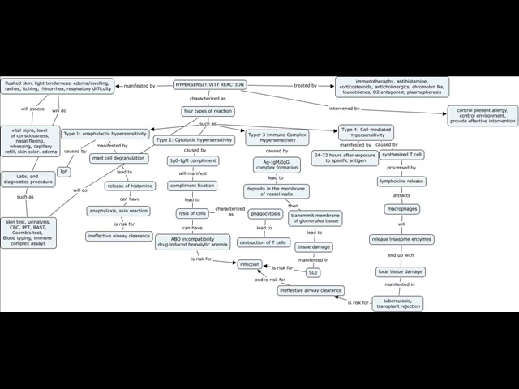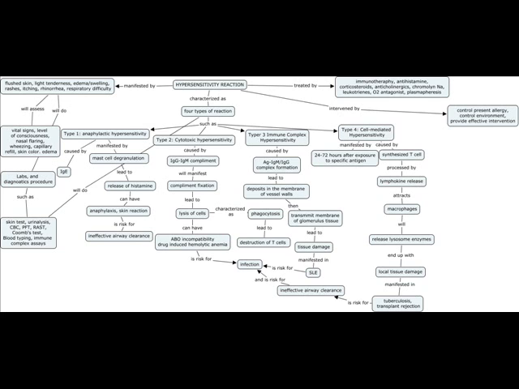Type 2 is cytotoxic hypersensitivity, caused by immunoglobulin G and immunoglobulin M complement. It will manifest complement fixation, leading to lysis of cells, which is characterized by phagocytosis, leading to the destruction of cells. Lysis of cells can have ABO incompatibility and drug-induced hemolytic anemia, which is a risk for infection.